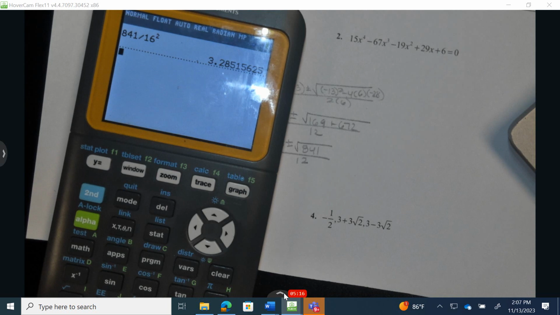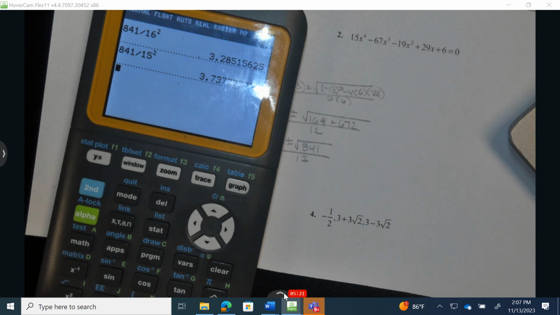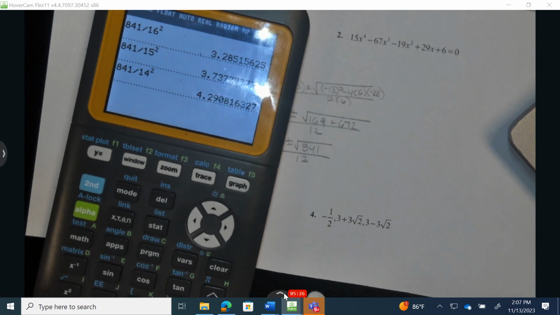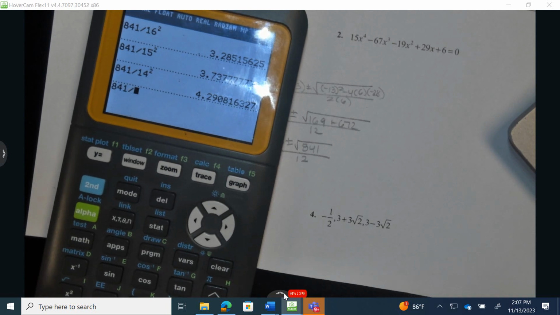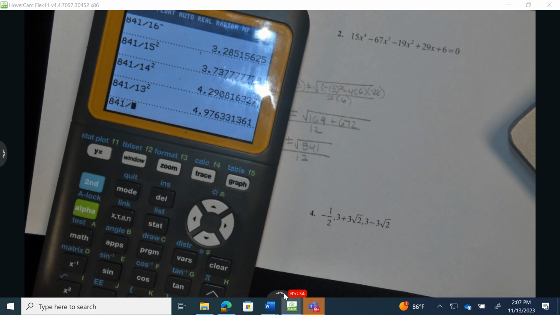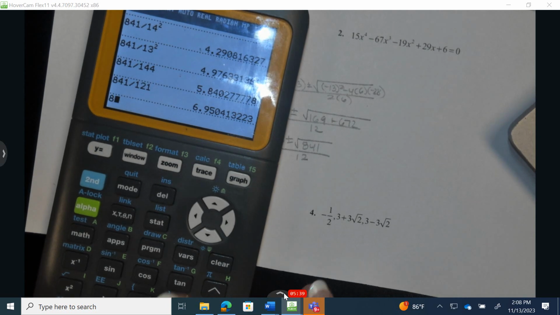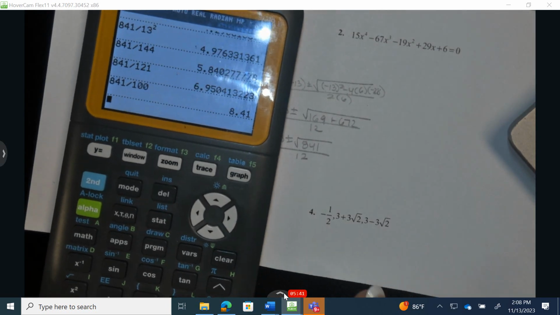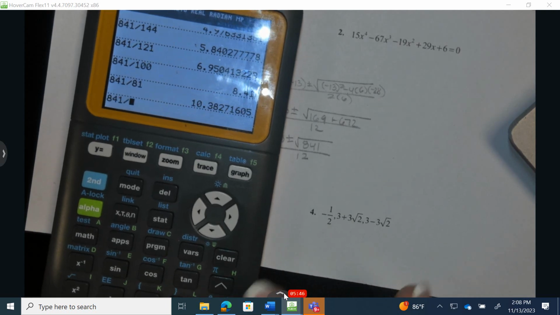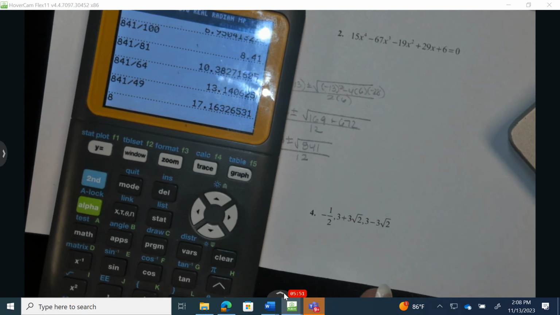Let's see. I'm going to divide it here by, let's go 6 squared. That doesn't work. Let's go 841 divided by 15 squared. Ooh, that doesn't work. 841 divided by 14 squared. That doesn't work. 841 divided by 13 squared. I know 12 squared, by the way, is 144. 841 divided by 11 squared. 841 divided by 10 squared. Oh, goodness. 9 squared, 8 squared, 7 squared. Oh, goodness.